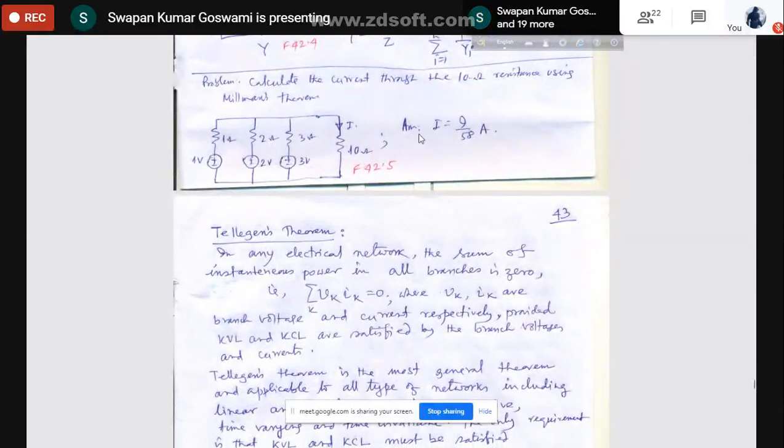The answer is given here. I think you can easily solve it, so you will be solving this. I hope you will have no problem in getting this answer. You try, and tell me if there is any problem, then I should discuss.